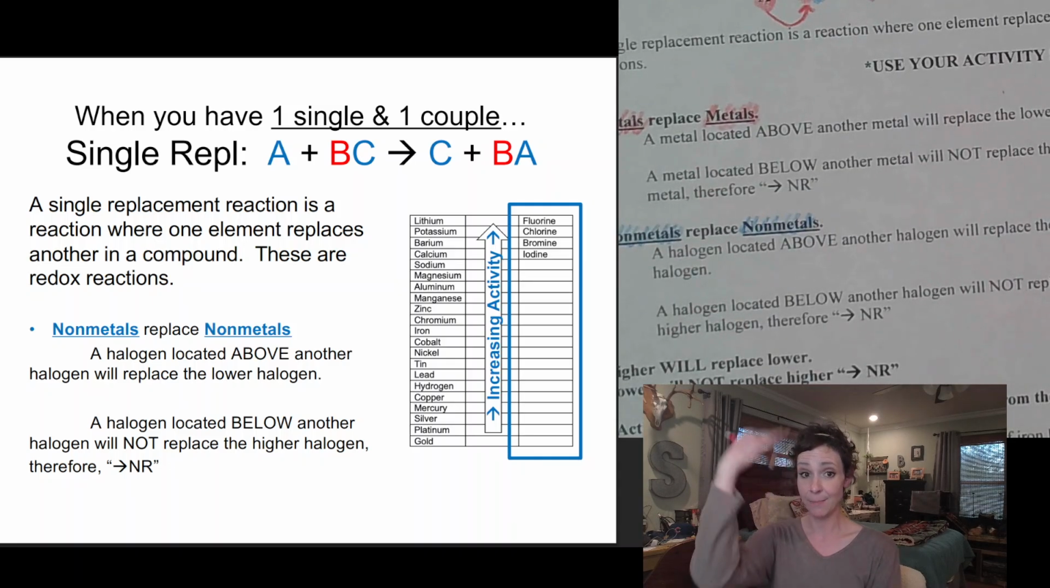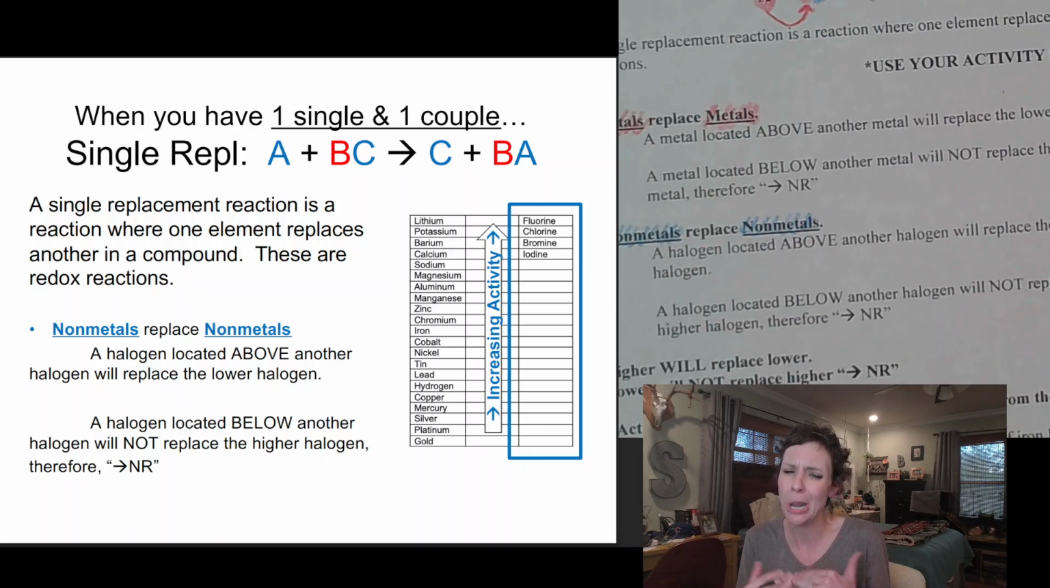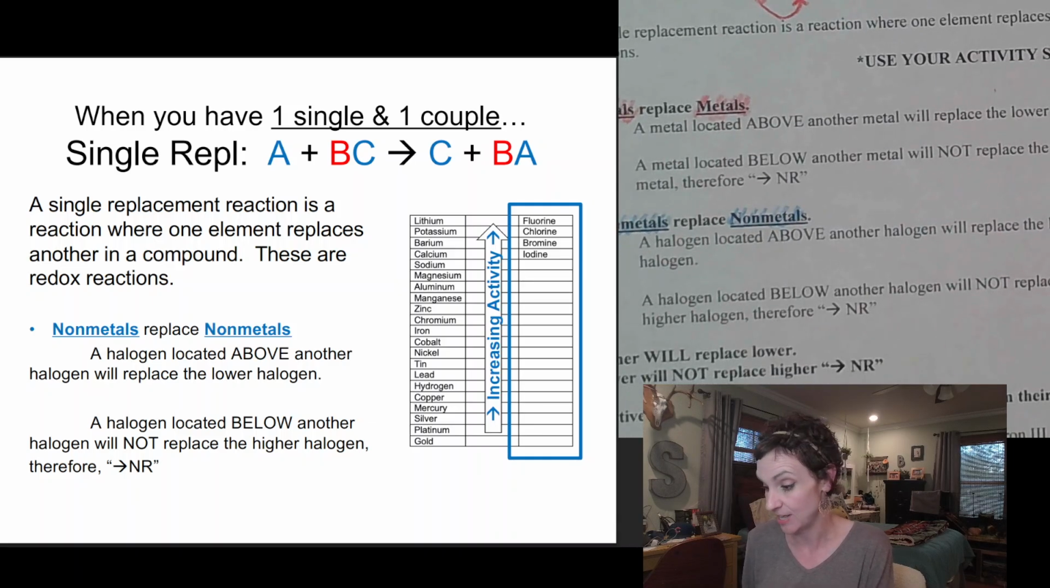A halogen that's located above another halogen will replace the lower halogen. He's more attractive. He will be favored in a couple. But if the halogen coming in is lower or below the halogen that's already in the couple, it will not replace it. So I would have no reaction in that case.